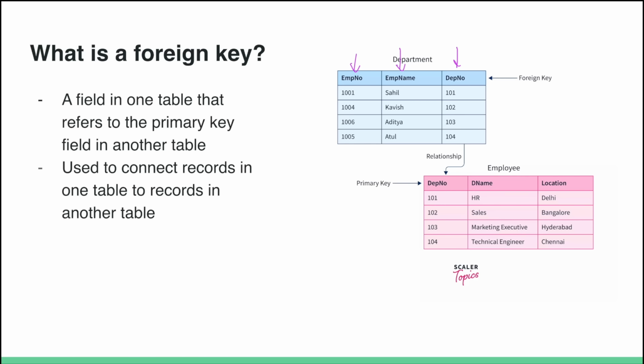Right here, these are all primary keys in our employee table. This is our department table, and for department number, we have foreign keys. Each one of these foreign keys is actually a primary key in the employee table. So for example, 101 is actually right here, and that gives us a department name of HR and a location of Delhi. So foreign keys are used to connect records in one table to records in another table.